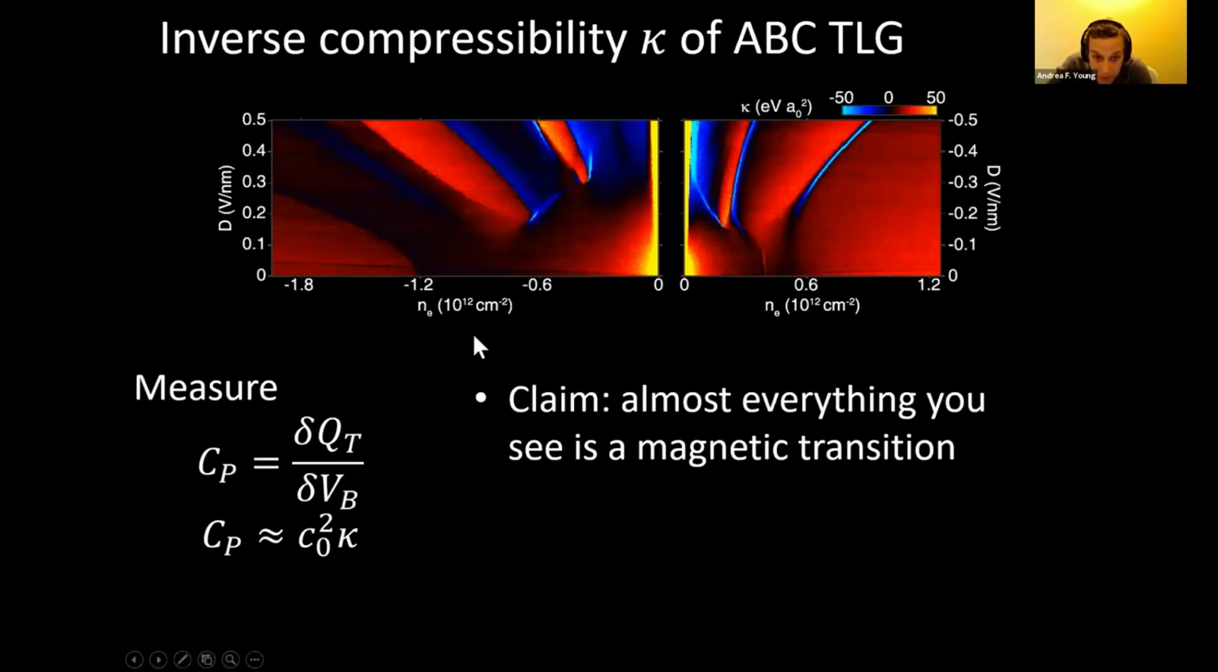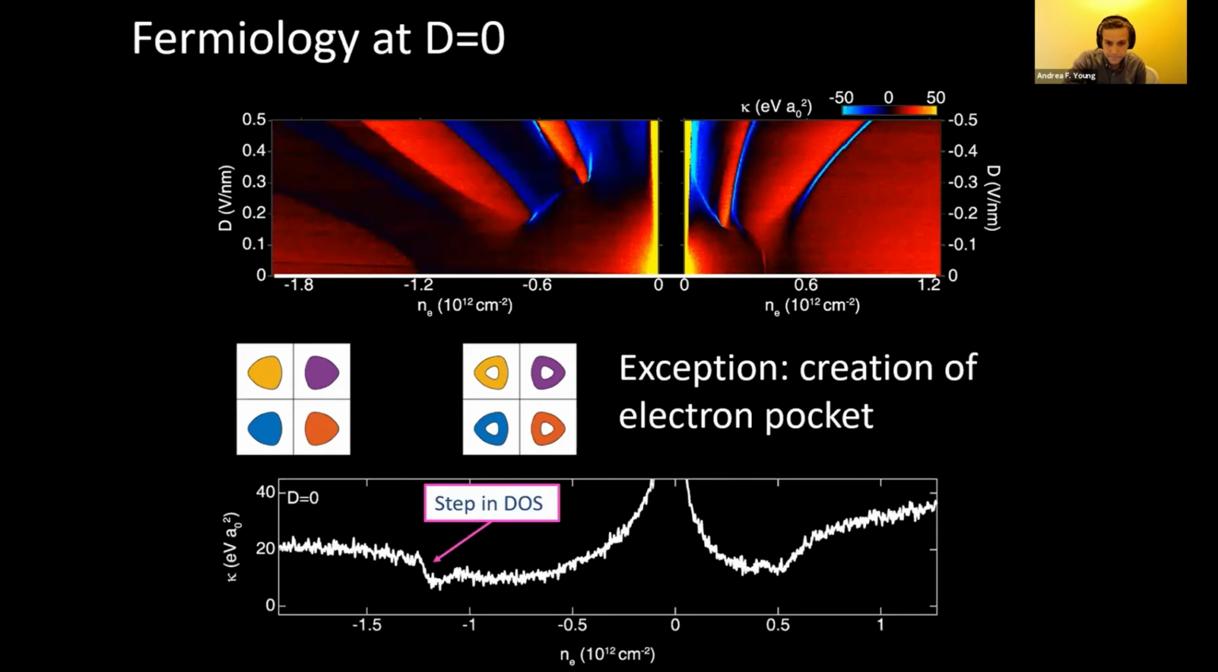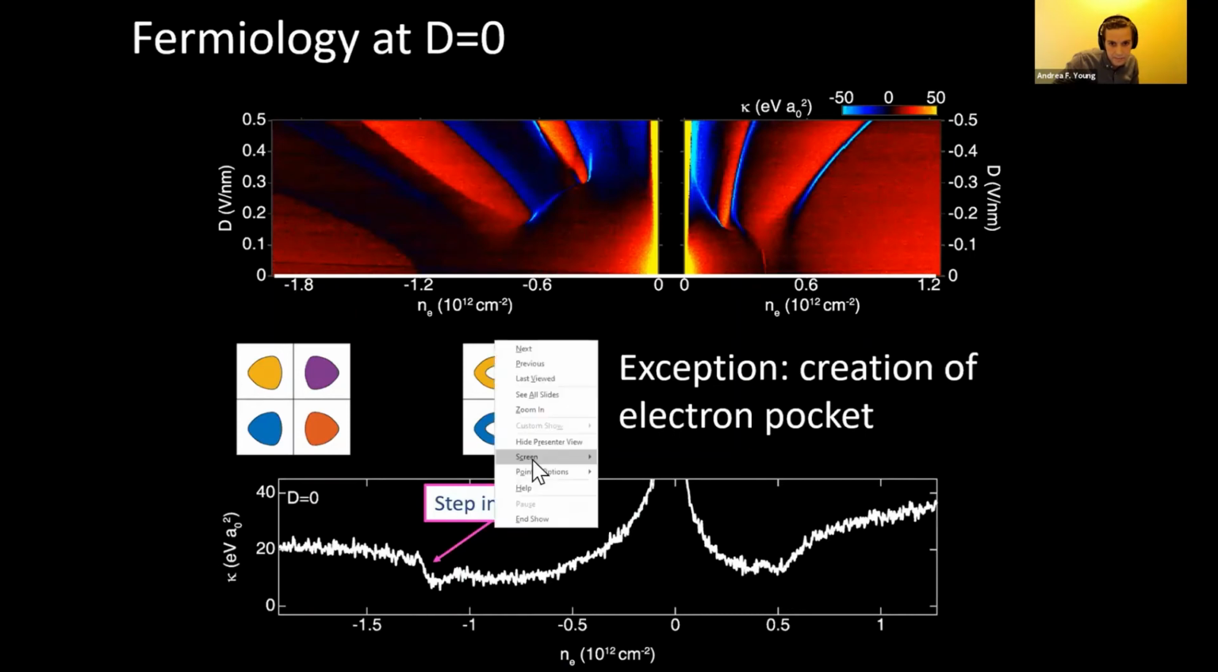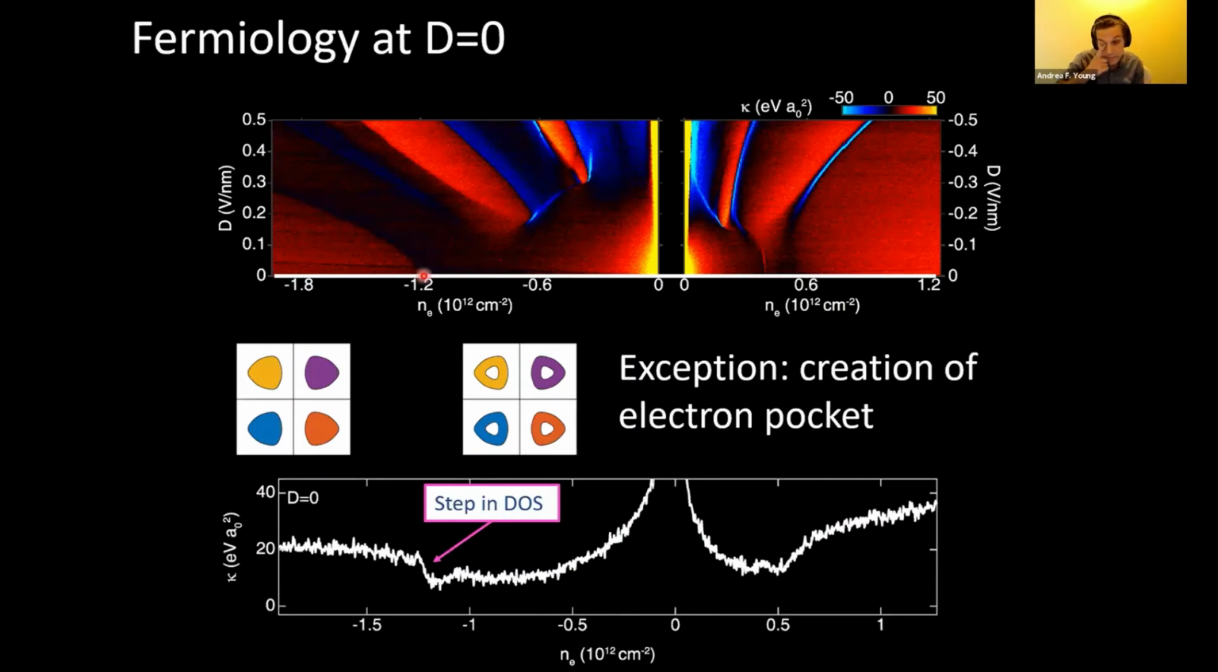So I'm going to show you some more inverse compressibility data to start with. This is ABC trilayer graphene at zero magnetic field. And the claim that I'll make is that almost everything you're looking at is actually ferromagnetism. There's one exception, which is this step in density of states, which you can see here. That's the only thing that seems to be a single particle effect.